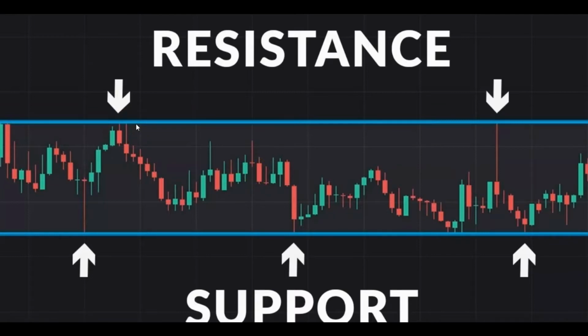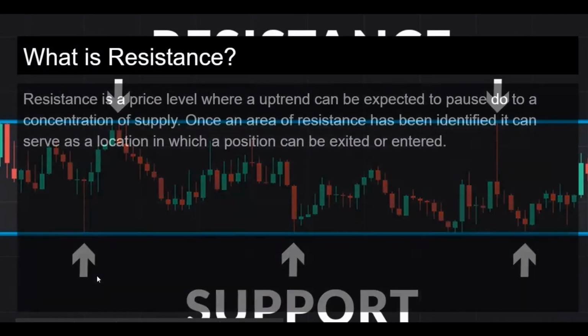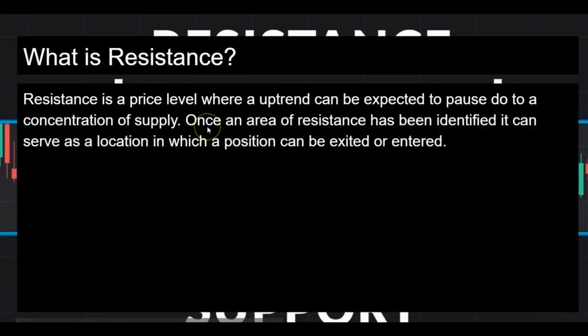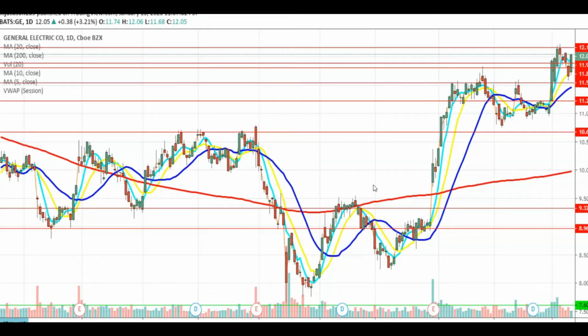Oh, well, let me give you the definition first. There we go. Okay, so what is resistance? As it states, resistance is a price level where an uptrend can be expected to pause due to a concentration of supply. Once an area of resistance has been identified, it can serve as a location in which a position can be exited or entered. Basically, to make a long story short, resistance is when price can't go past a certain point.